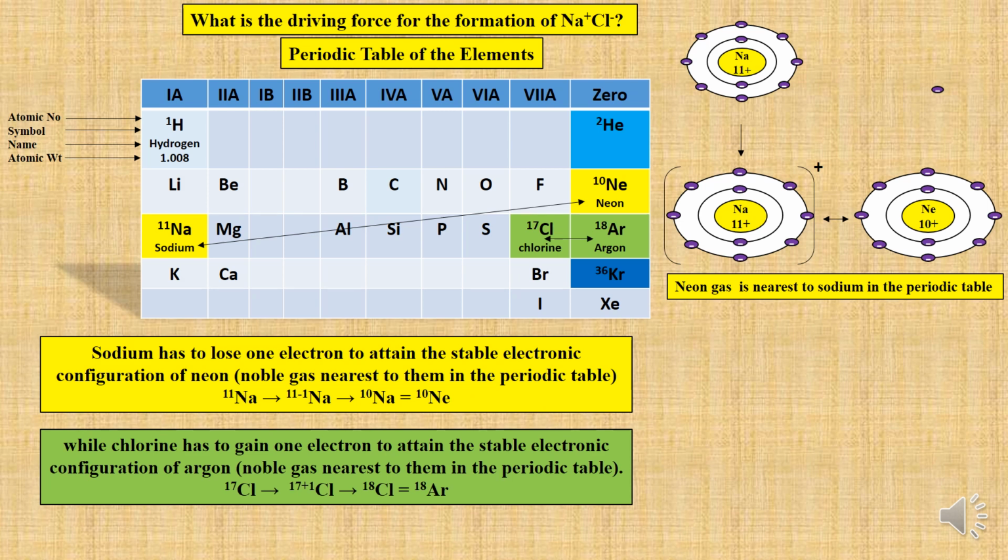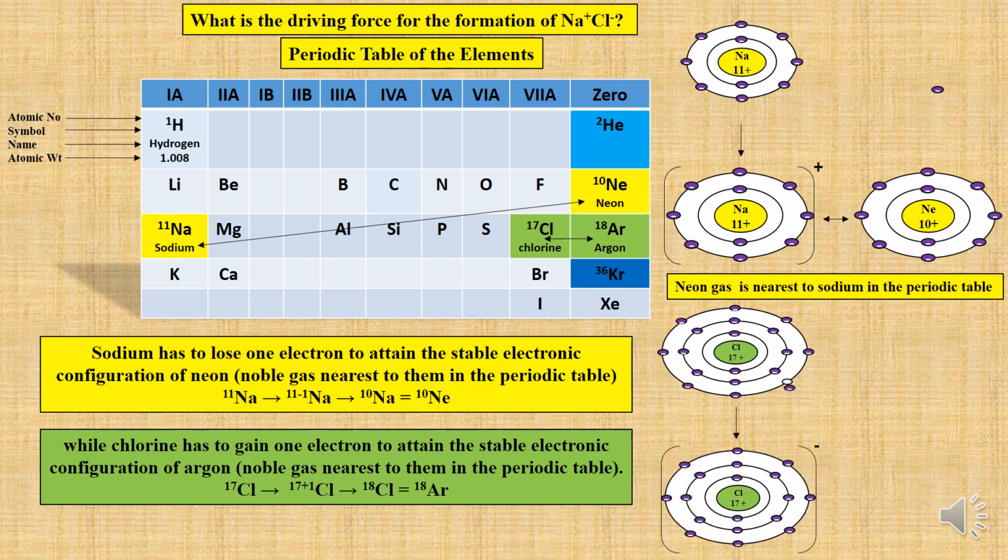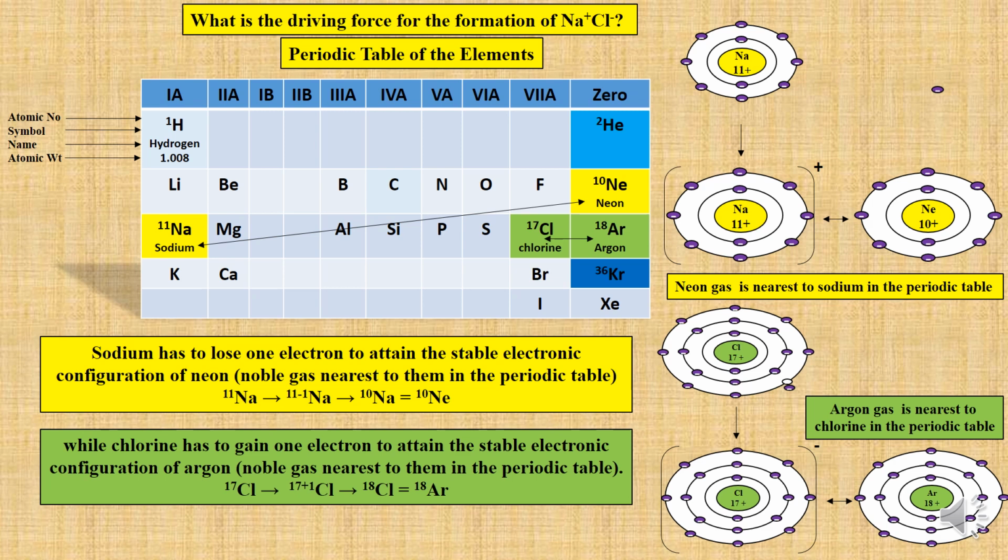So argon is the only noble gas nearest to chlorine in the periodic table, and this is a highly favorable process. Let's see the animation of chlorine. It gains one electron given by sodium, gets converted to a chloride ion, and thereby it attains the stable electronic configuration of argon. So argon gas is nearest to chlorine in the periodic table.